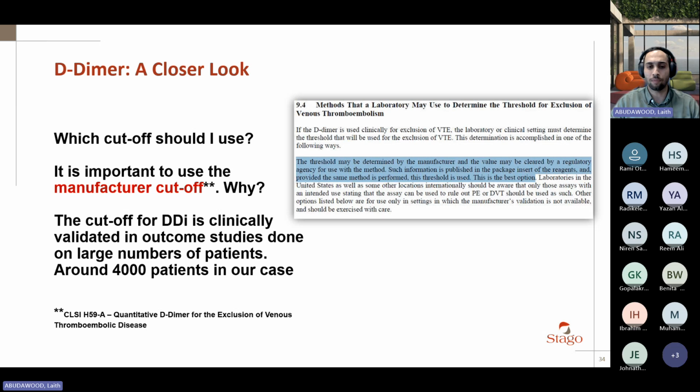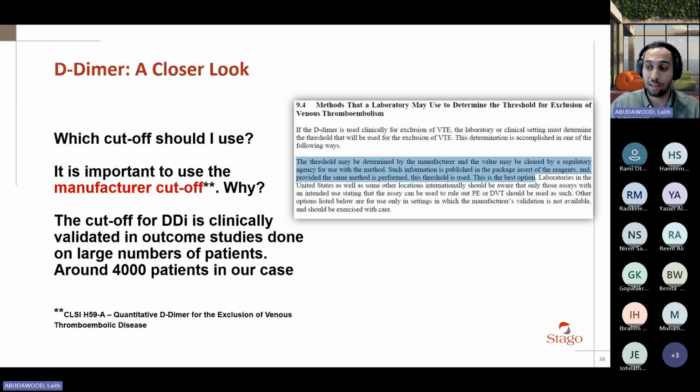Now, finally, the customer says, all right, Stago says you have this cutoff of 0.5 microgram. Fine, this is all good, but I am not convinced. I want to make my own cutoff. Now, establishing a cutoff for D-dimer is not an easy business. It's a very complicated work. It's a very big work. That's why CLSI says, okay, we understand this is a very big task. It's a very difficult task, very costly task.